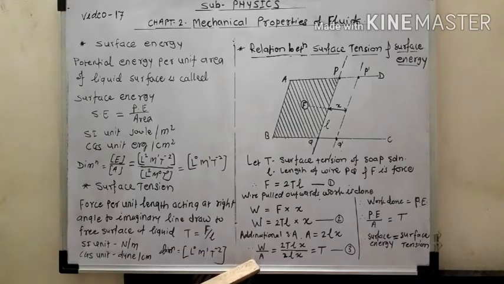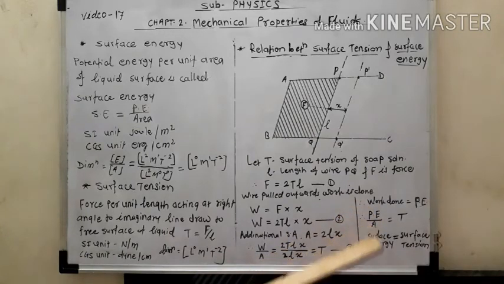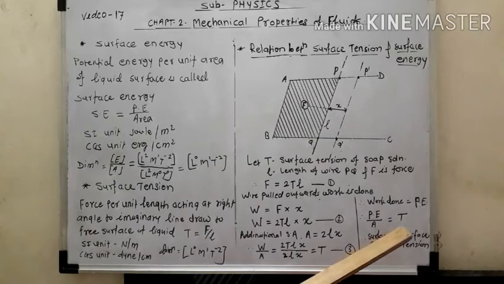per unit area, it is given by 2TLx upon the area, simply 2Lx. Then you can see that the 2 cancels, L cancels, and x also cancels, and the remaining term is T, which is the surface tension. But what is this W upon A? Work done is always in the form of energy, that is potential energy, and therefore instead of work we can write the potential energy per unit surface area, and this is equal to T.